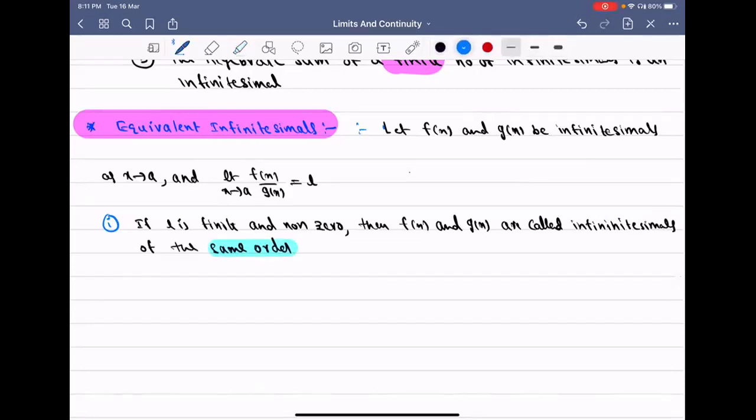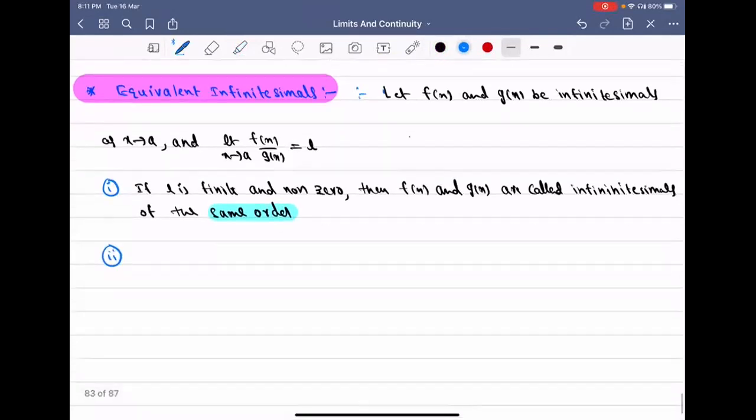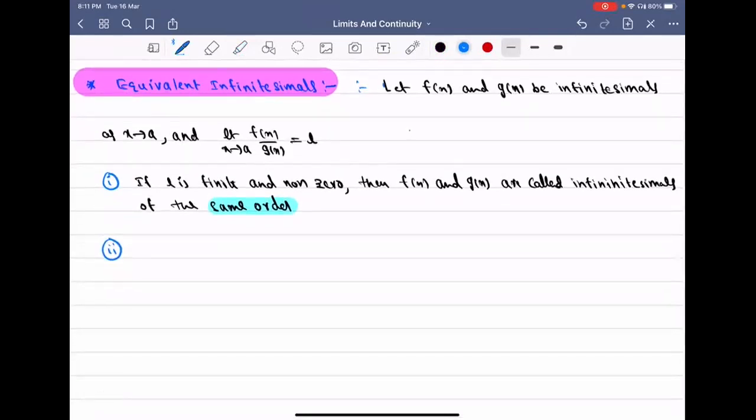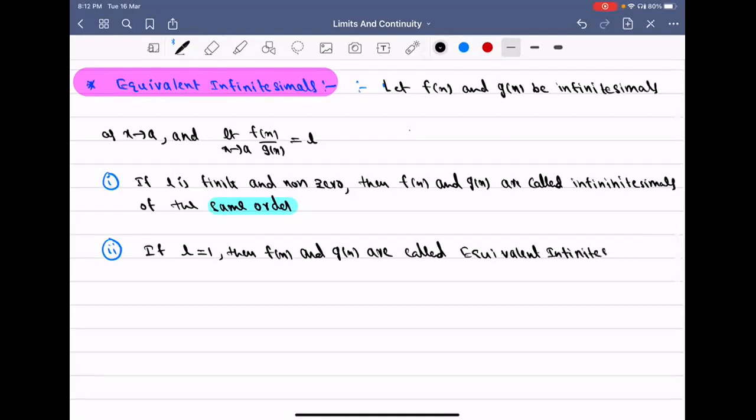Next, second point. If L is equal to 1, then f of x and g of x are called equivalent infinitesimals.